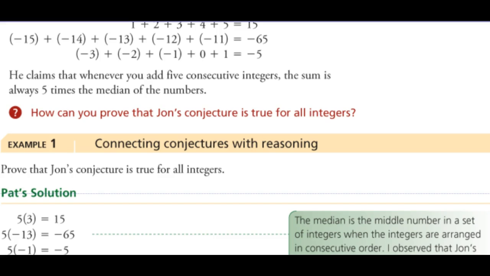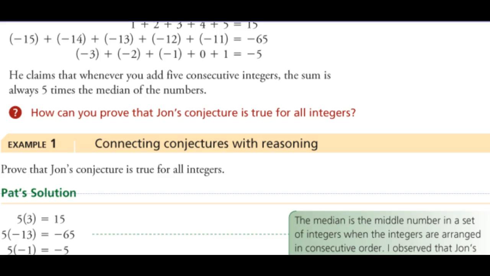Okay, so if we had some more consecutive numbers, minus 15, minus 14, minus 13, minus 12, and minus 11, and we added all those up, we get minus 65. And if we took the middle number, which is minus 13, and we times it by 5, we get minus 65. So it worked out again. Okay, and then if we tried it again, minus 3, minus 2, minus 1, 0, 1, the middle number is minus 1. We times that by 5, we get minus 5. Okay, so it worked out again.